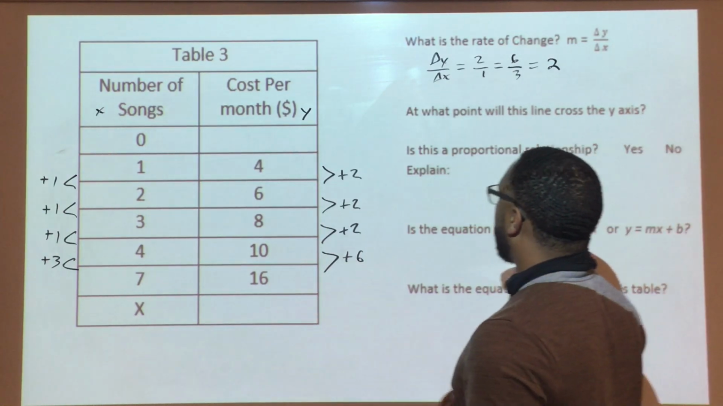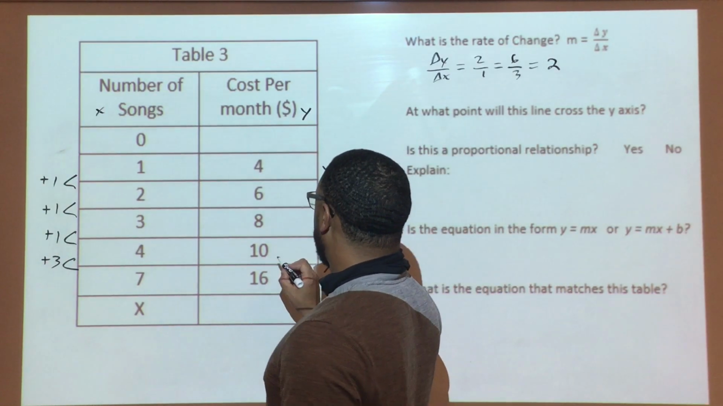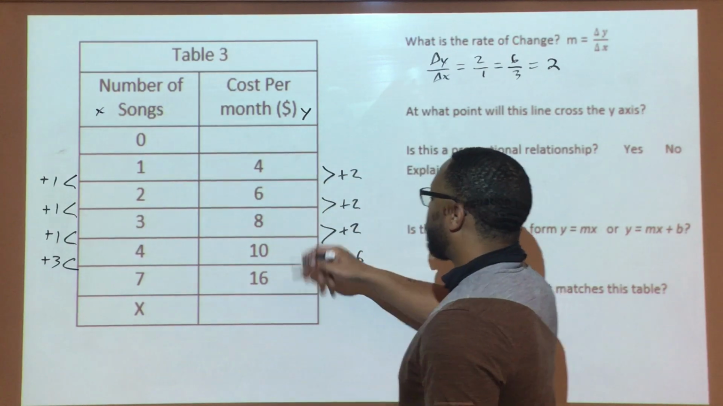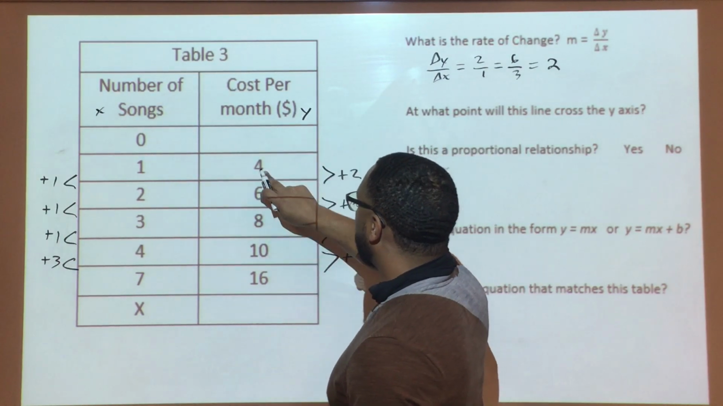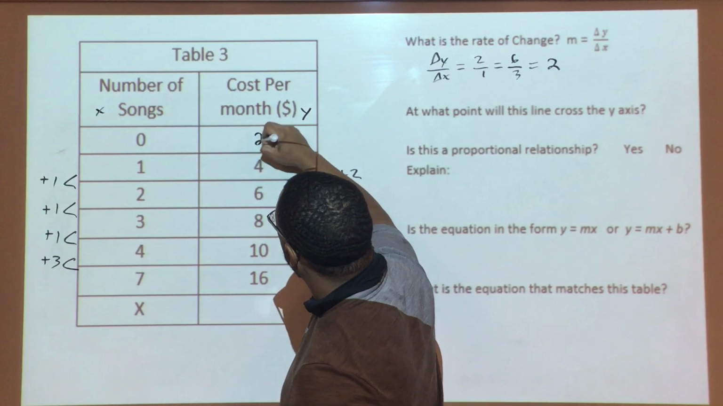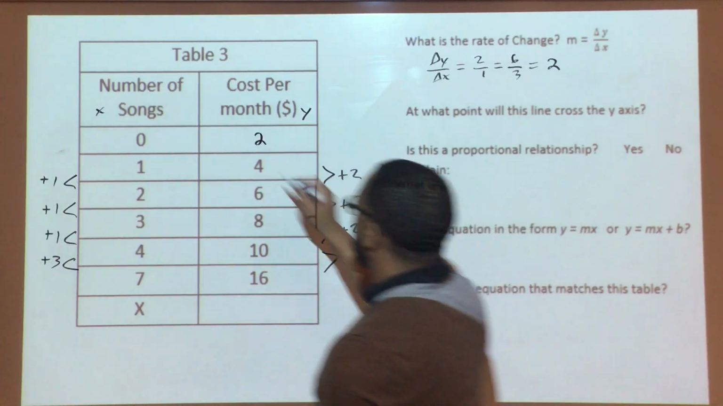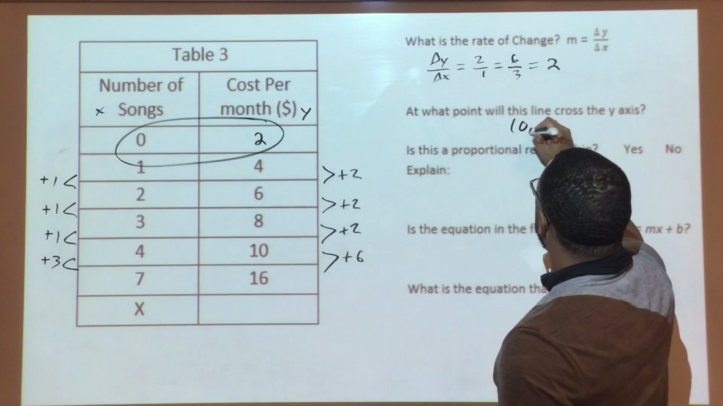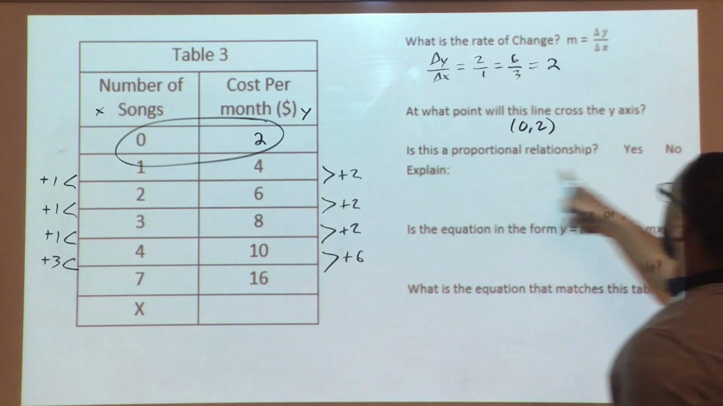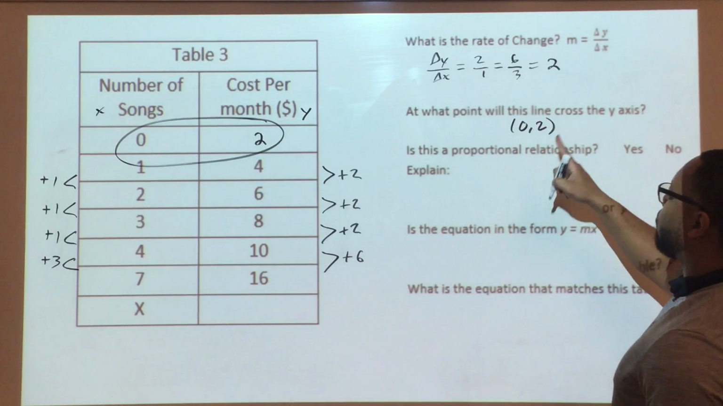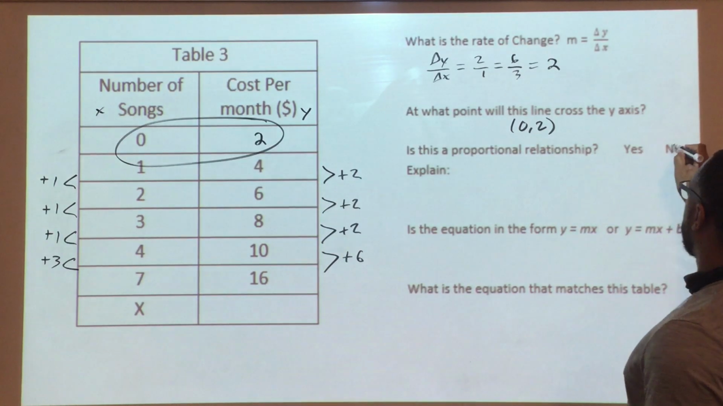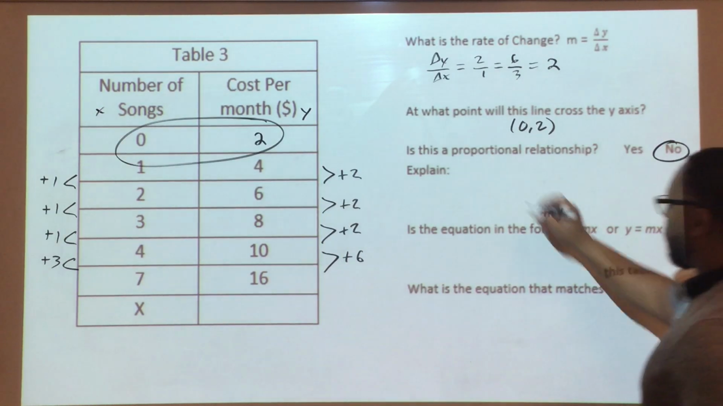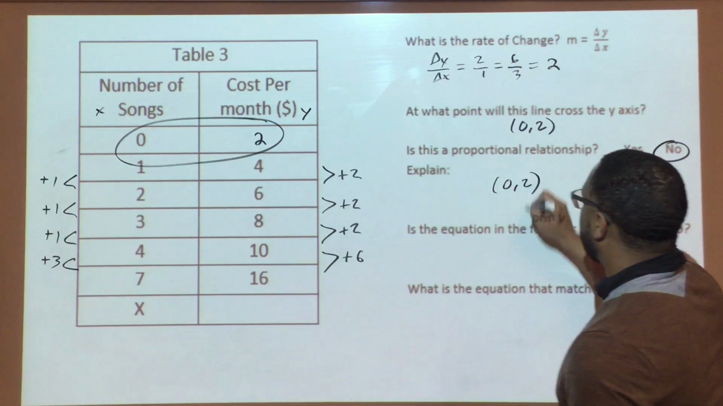At what point will this line cross the y-axis? Well, if it's increasing by 2, it's decreasing by 2 if I go backwards. 4 minus 2 is going to give me 2. So this is where it's going to cross. It's going to cross at 0, 2. Is this a proportional relationship? Well, no, because it doesn't go through 0, 0. It goes through 0, 2.